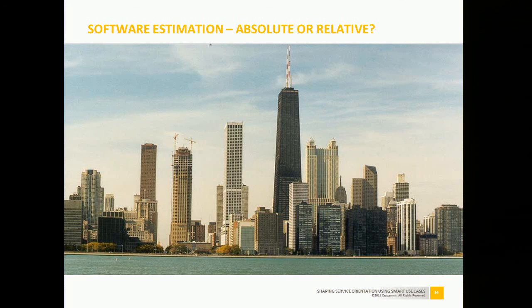So the basic idea of estimation is not to estimate at an absolute measure like money or time, but to estimate on a point scale. And the Chicago skyline gives a very clear example for doing that. Because suppose I wanted to know the total height of the buildings in the Chicago skyline.